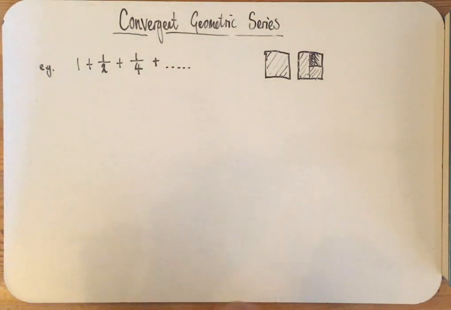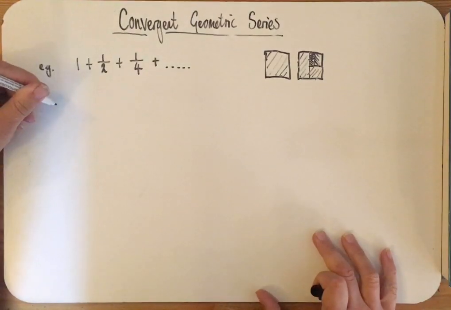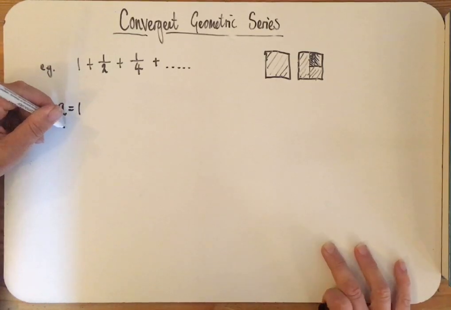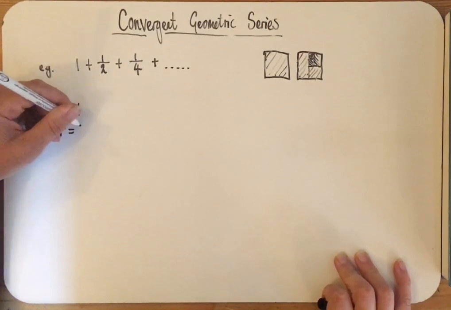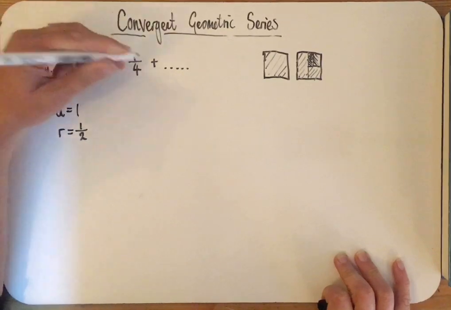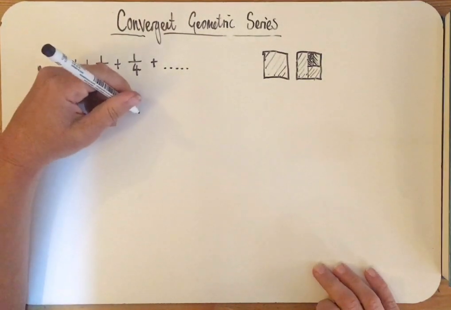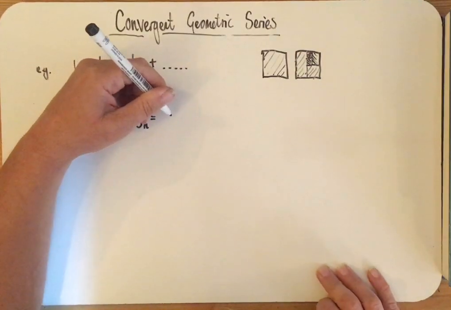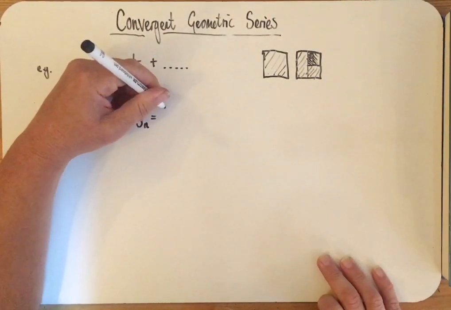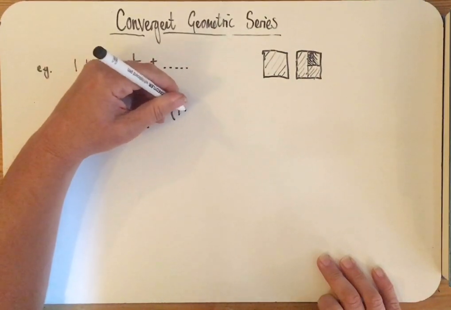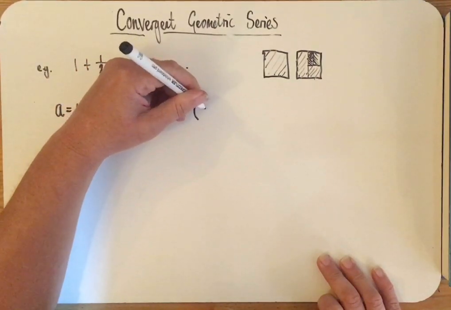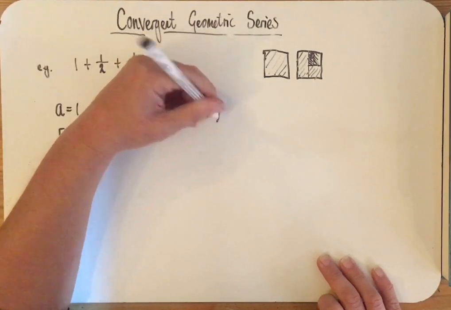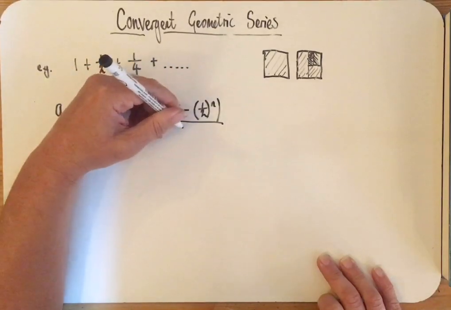If we look at what happens when we put it into the formula for the sum of a geometric series, so a is 1, r is equal to a half, so we're timesing by a half to get to the next term. And so the sum of the first n terms is a lots of 1 minus r to the n all over 1 minus r.